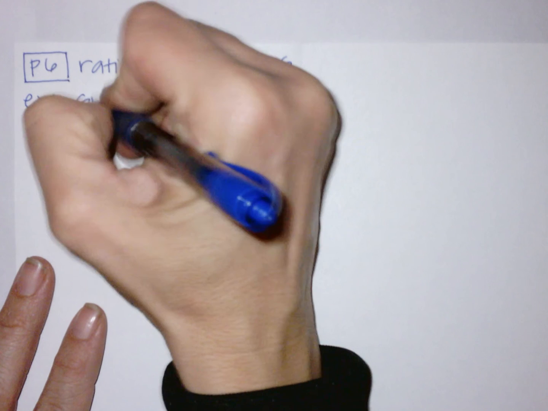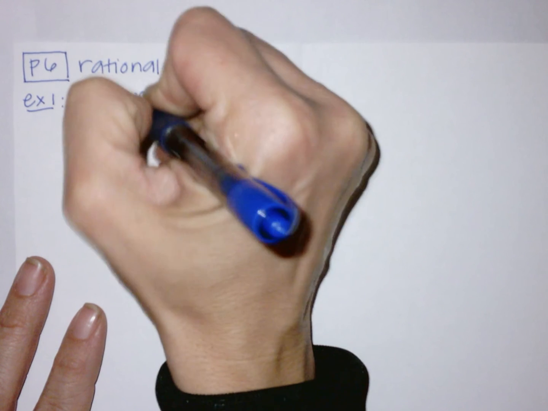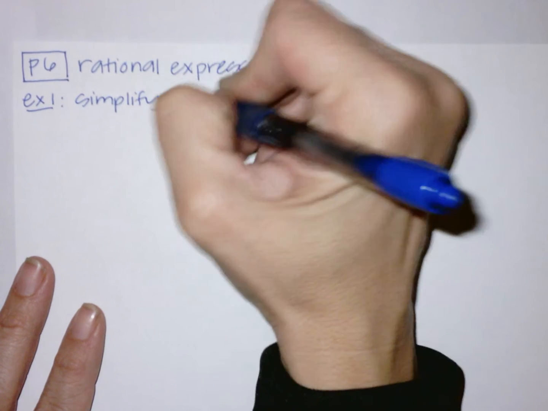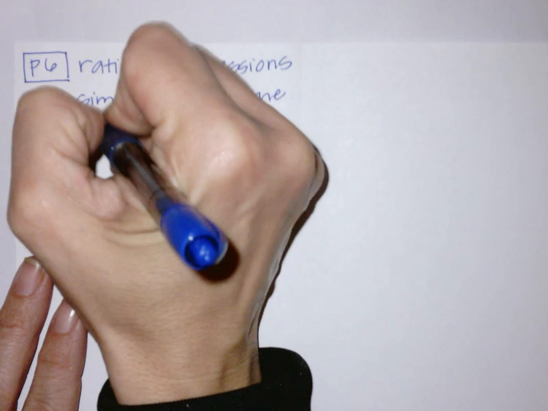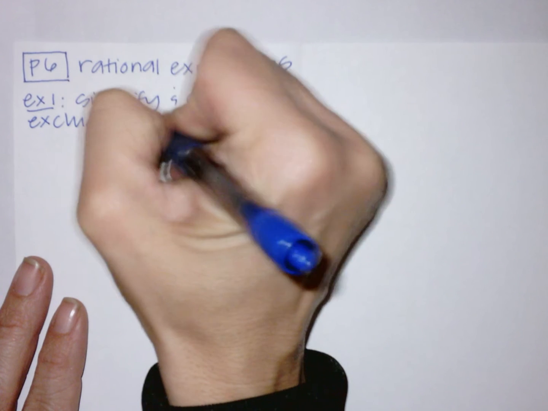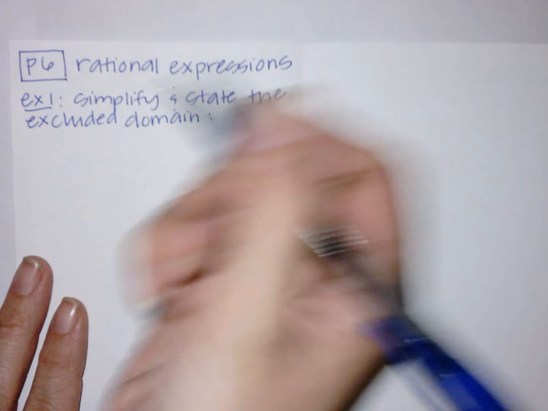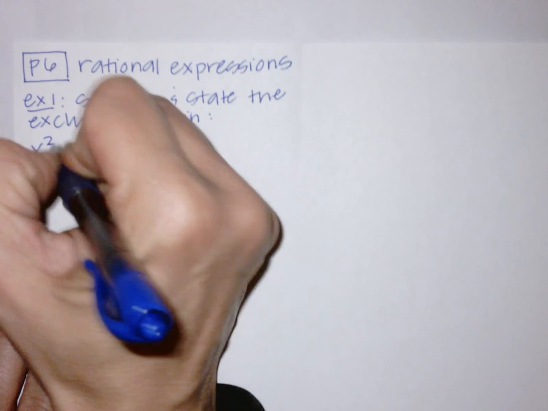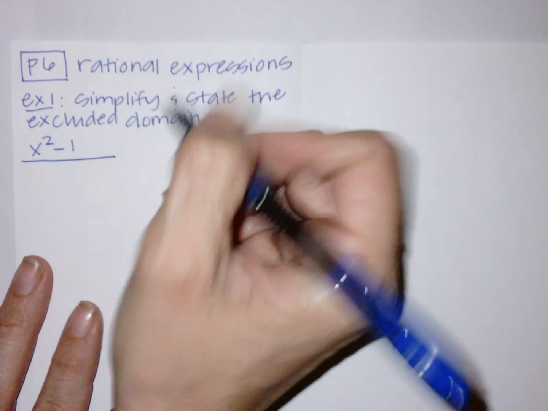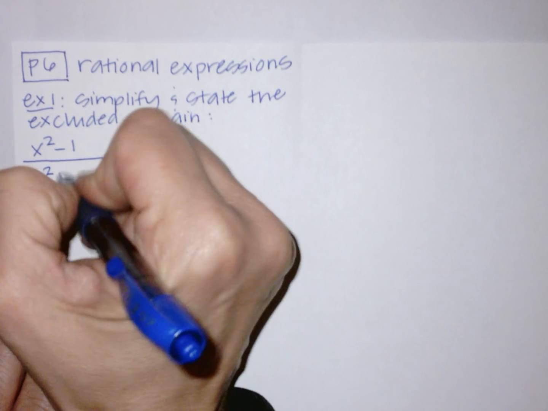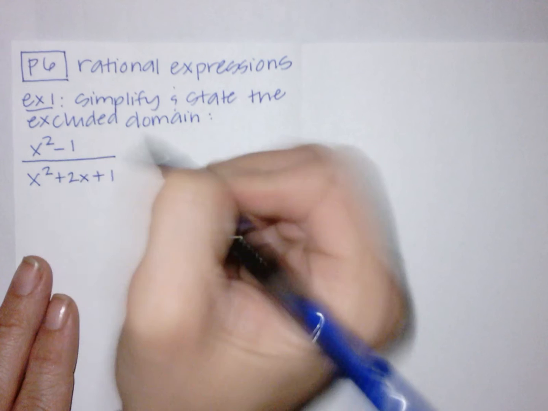So example 1 is going to say simplify and state the excluded domain. The problem that we're asked to work with is x squared minus 1 all over x squared plus 2x plus 1.